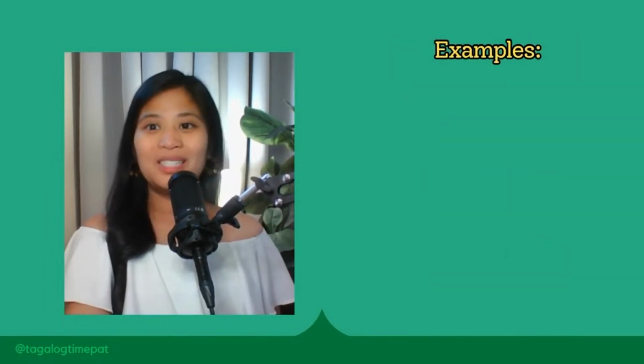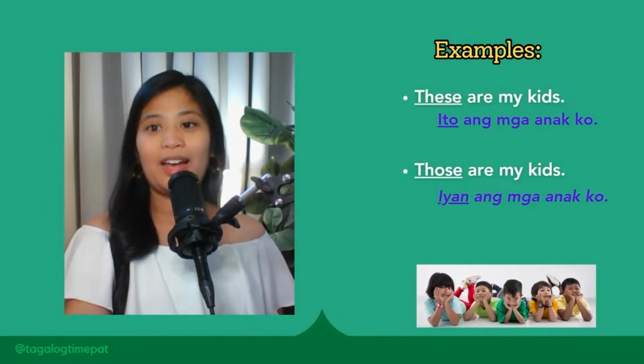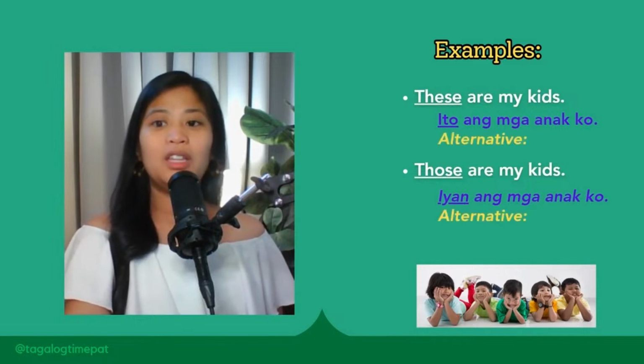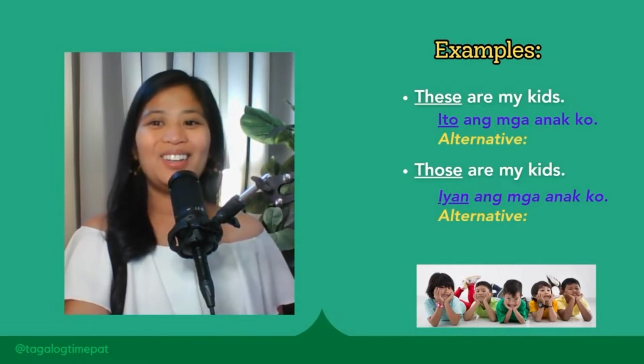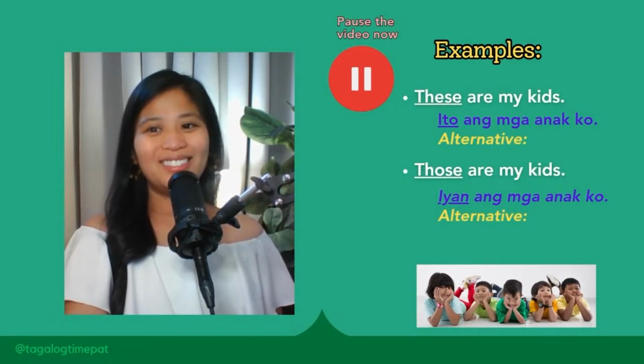So let's do some examples. These are my kids is ito ang mga anak ko. We learned that. And then those are my kids, yan ang mga anak ko. I want you to think of the alternative. Remember, we took out the word ang, and then we had to switch up the order. If you need to take a look at the last slide, you can flip back. But go ahead and pause the video now if you'd like, and then we'll go over it.